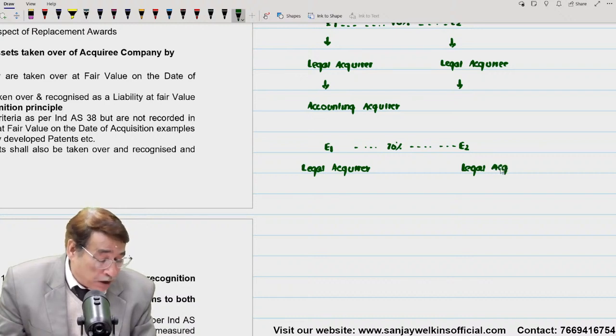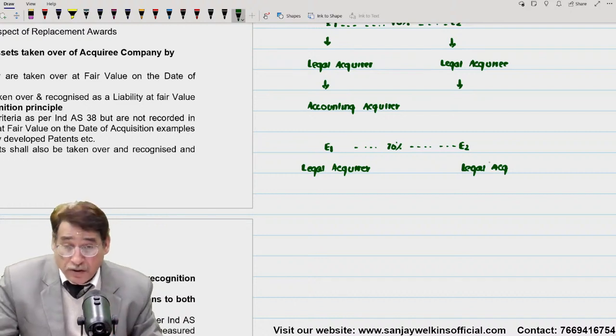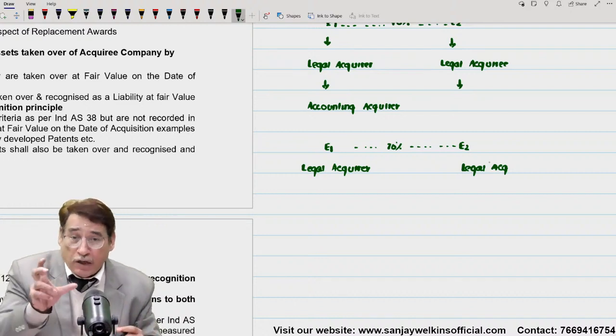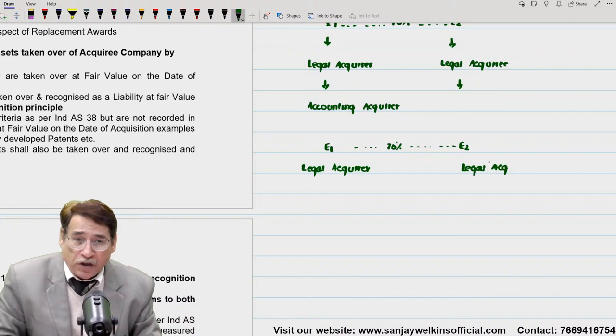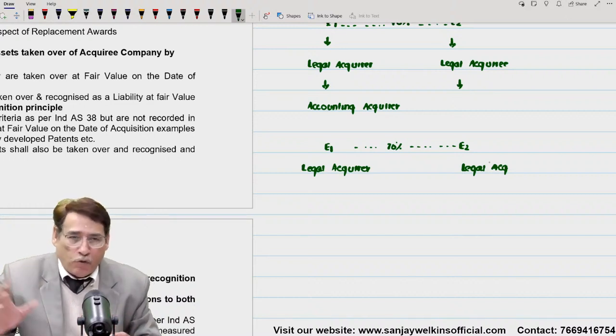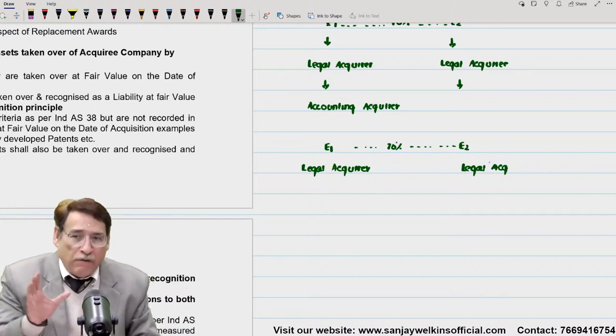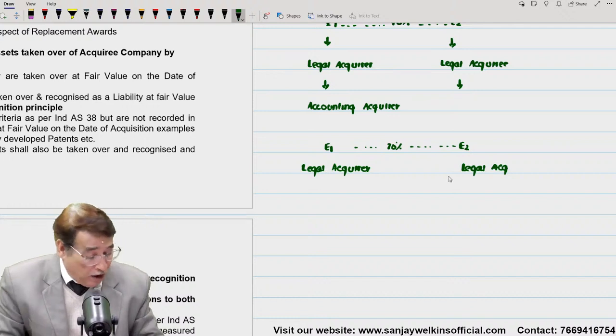Remember, in this particular chapter in our notes, we have kept nearly 24 sections. So you can gauge and visualize the length and breadth of this chapter. Each section comprises a question, and we have kept a separate section for reverse acquisition. I will talk about reverse acquisition later on.